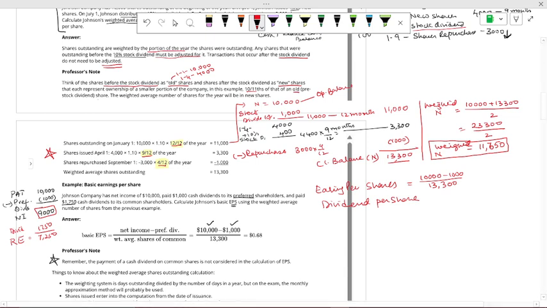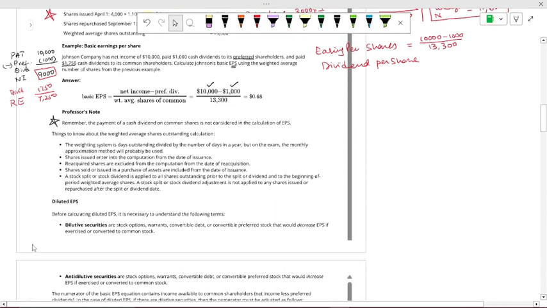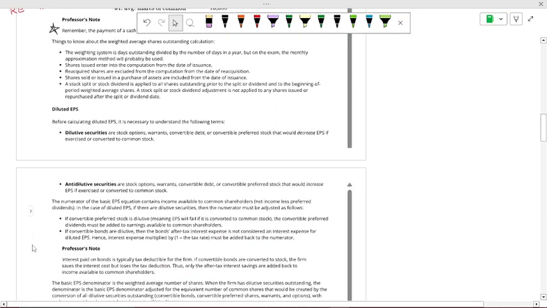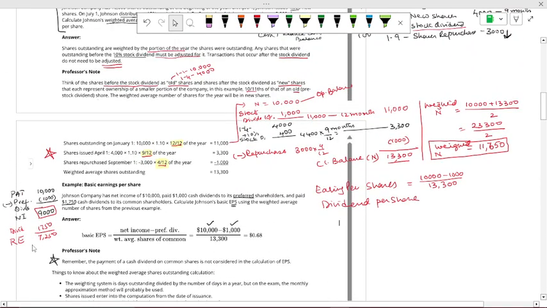Clear. And dividend per share. Okay. One minute.